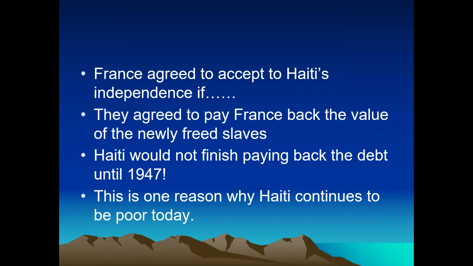So unfortunately, Haiti is still one of the poorer countries in the world today, and you can trace a lot of that to these harsh roots of independence, but still something to be proud of from a Haitian. They were able to fight off this colonial power and establish independence.